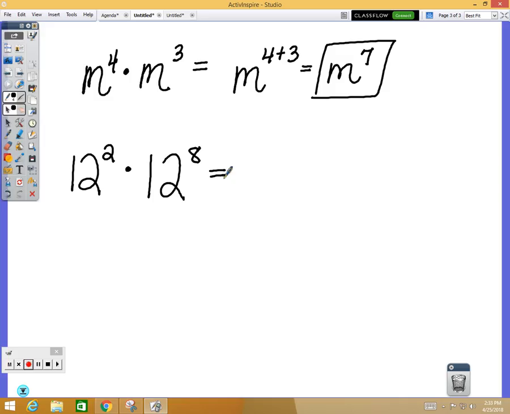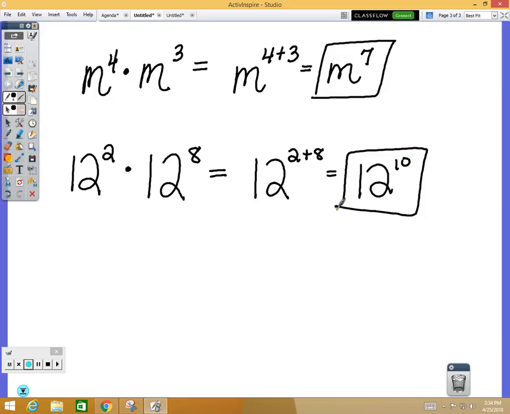Good. So that's why this throws people off when the base is a number. It is only when you have a coefficient, we'll do one of those in a minute, a coefficient is a number in front of a variable, that's the only time you actually multiply. So again, the rule is keep your base, and your base is a 12, so keep your 12 and add your exponents, 2 plus 8. So 12 to the 10th power is your answer on that one.